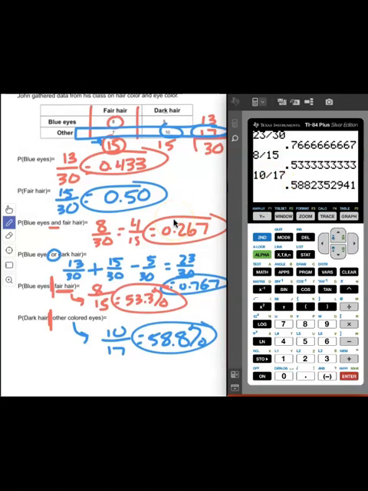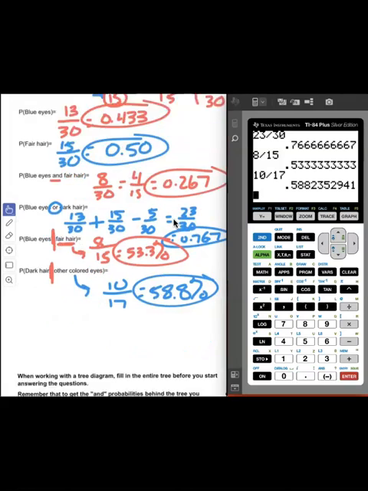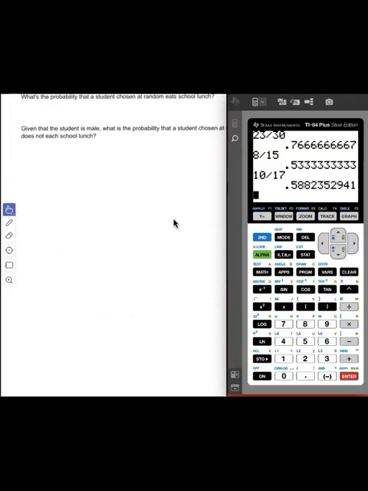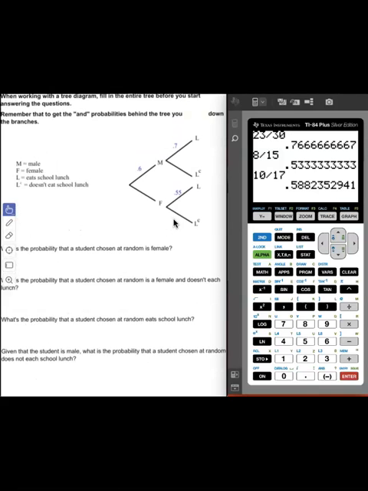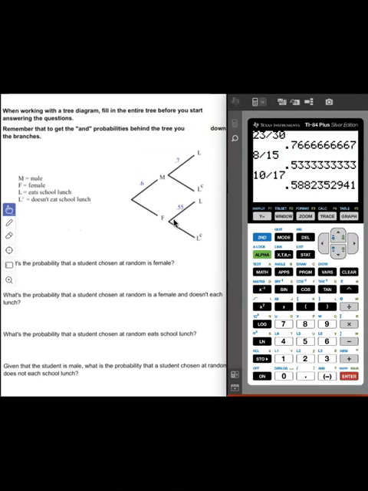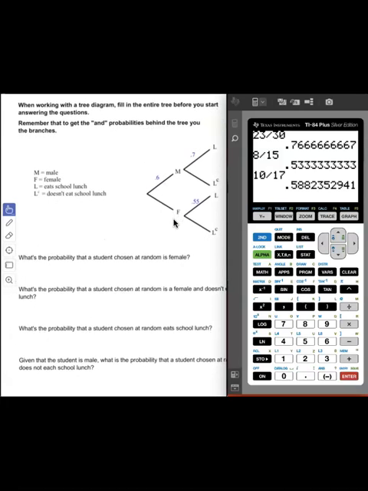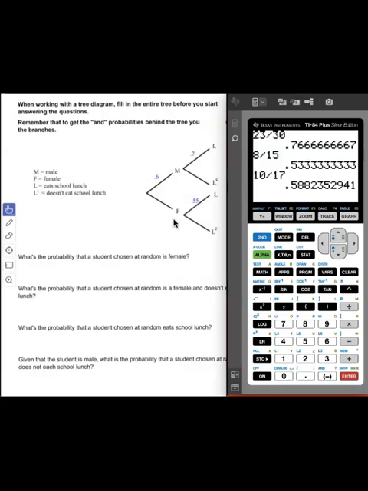All right. So that's a couple things to remember. All right, I'm going to talk about tree diagrams here, and then I'm going to let you get to work. All right, so let's take a look at something like this. Okay, and let me clear this out.